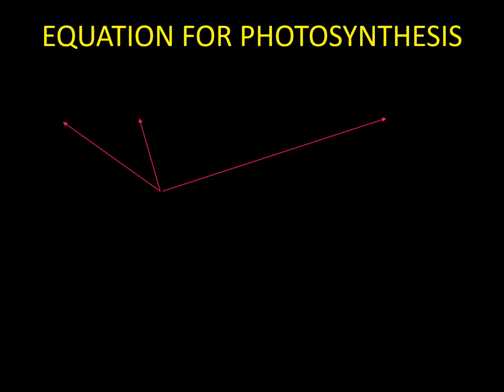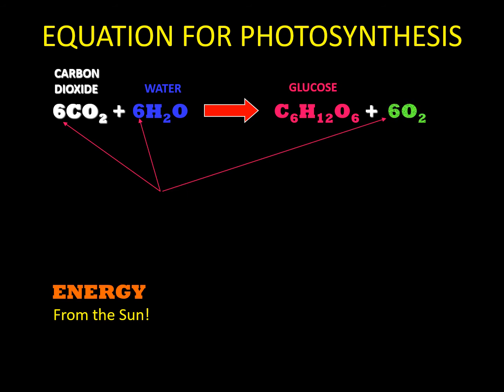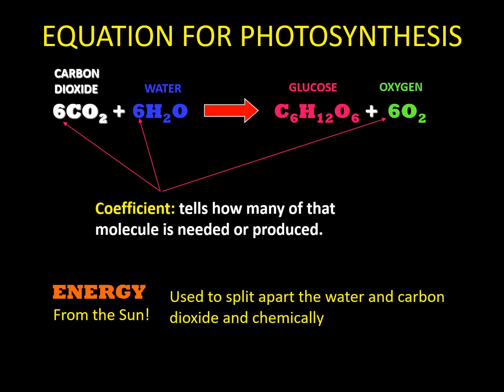And we got a crazy little equation. We got carbon dioxide, and we got water, and we got energy. And we are then able to produce glucose and oxygen. And here's what I'm going to do now. The word that you need to add in is a coefficient. Tells how many of the molecules is needed to be balanced. It tells how many of that molecule is needed or produced.